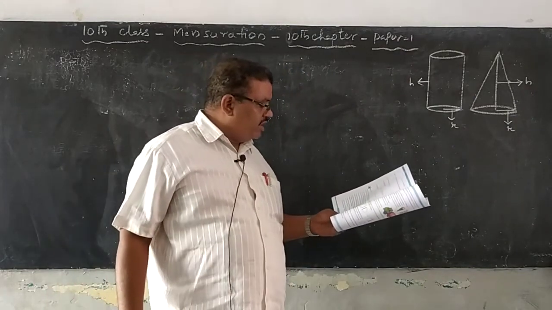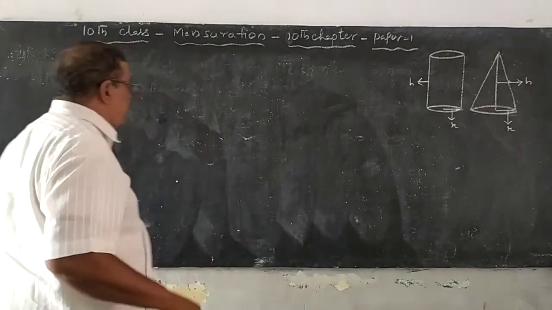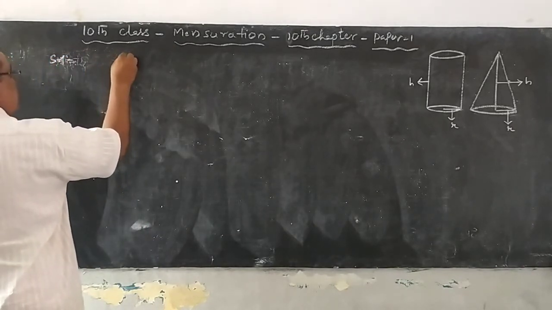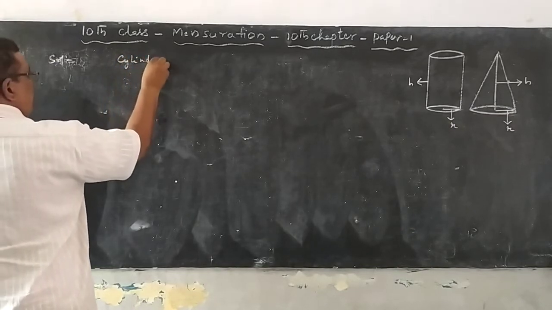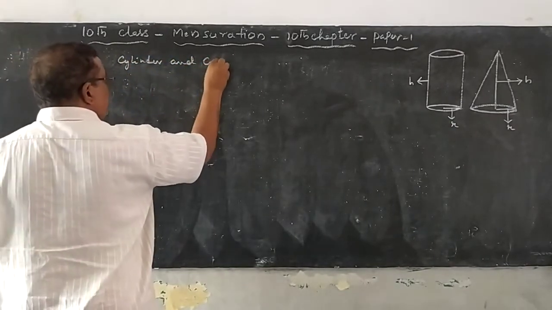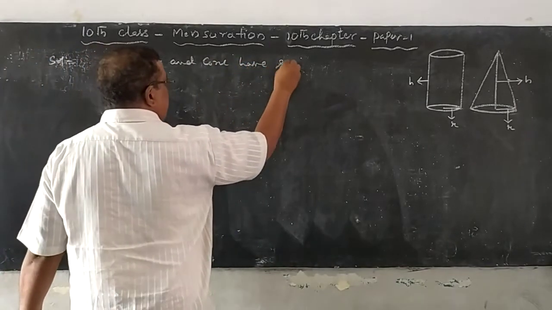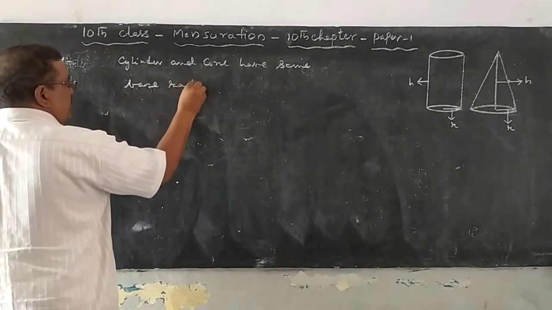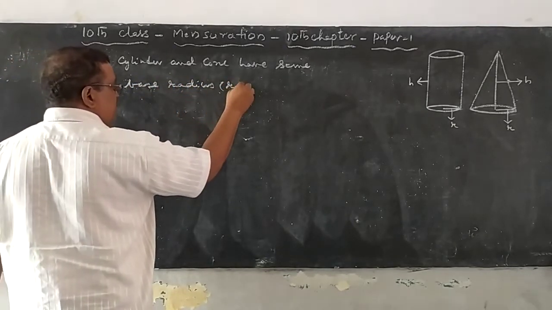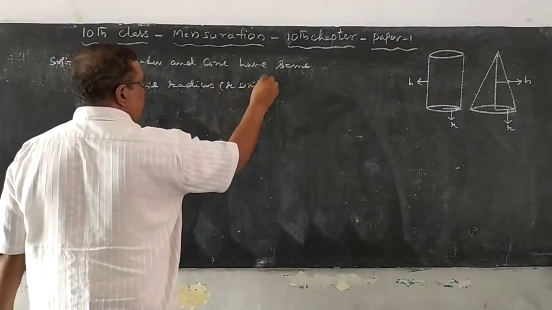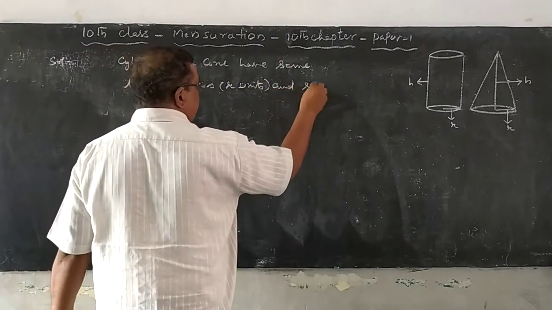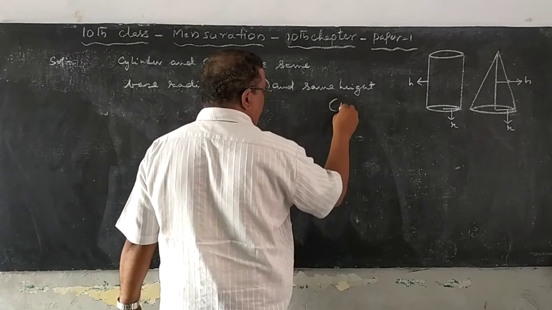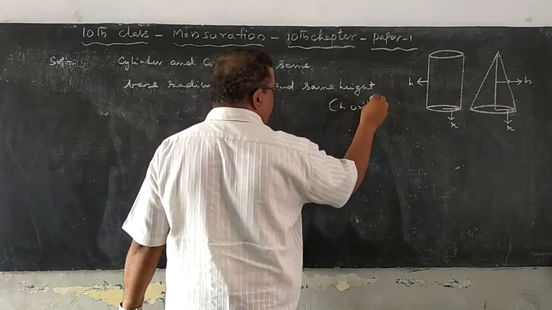What we need to find here? Show that their volumes are in the ratio 3:1. According to the problem, cylinder and cone have the same base radius. That should be taken as r centimeters or r units, and the same height. It should be taken as h units. We have to write in brackets same height h units.